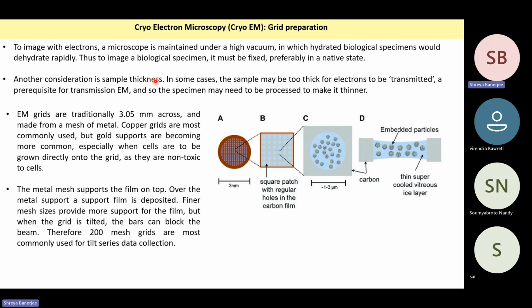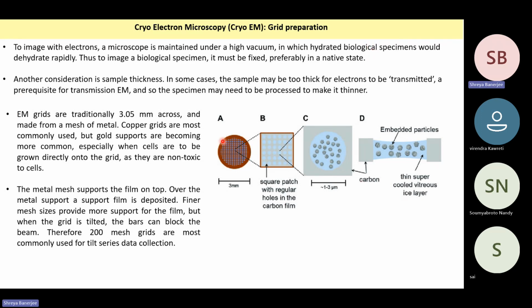Another consideration is the sample thickness. We have seen if the sample is too thick, then there will be a lot of scattering of electrons and the electron will not pass through the sample properly. So in TEM, transmission electron microscopy, one prerequisite is that the sample must be thin enough for the electron to pass through it. So the specimen needs to be processed to make it thin enough. We saw the limit was around 100 nanometers so that the electron can pass through the sample.